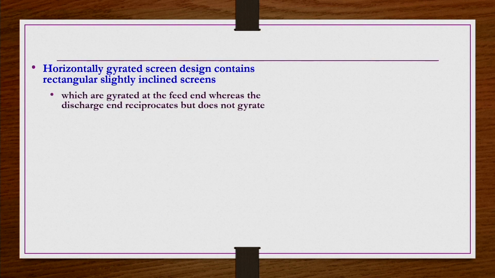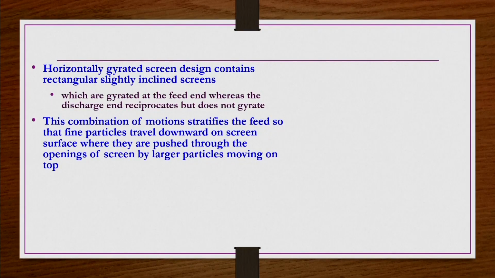So, then the horizontally gyrated screen design contains rectangular, slightly inclined screens as shown, which are gyrated at the feed end, whereas the discharge end reciprocates but does not gyrate. So, what happens, the design is such a way that at the feed end, at the top end, wherever the feed is coming, that end is gyrated, whereas the reciprocation is taking place at the discharge end where the material is collected from the bottom as shown in the picture here. Right. So, because of this combination of motions, stratification of feed takes place, so that the fine particles travel downward on the screen surface where they are pushed through the openings of the screen by the larger particles moving on top.